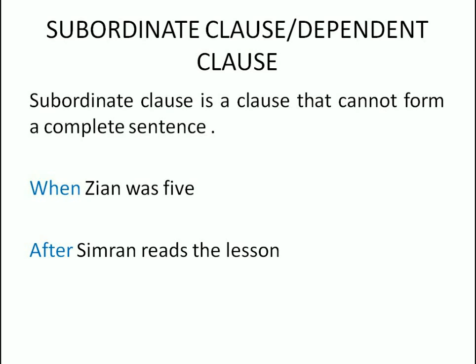When and after, these are subordinating conjunctions, and they no longer, like the sentences, no longer give a complete thought. They are incomplete, as if they are wanting more information to give a complete meaning, to give a complete sense to the sentences. The subordinate clause needs a main clause to give it complete meaning. So that's why it is called a dependent clause, because it depends on main clause.